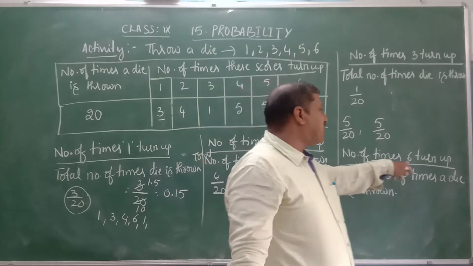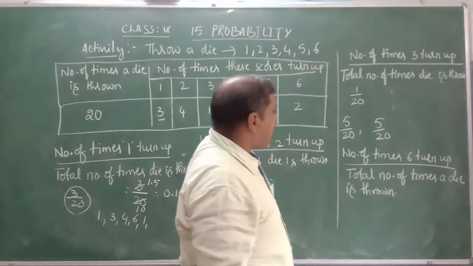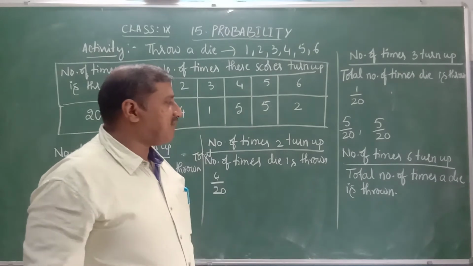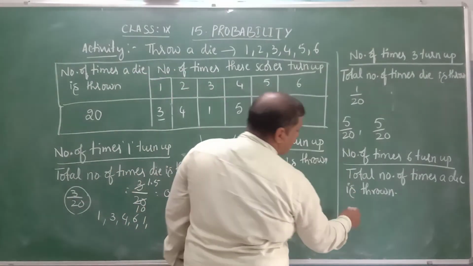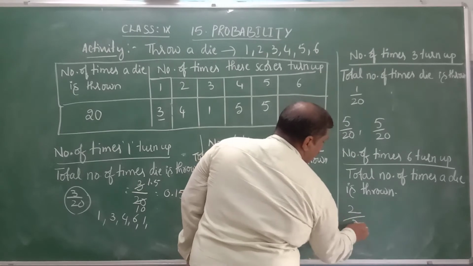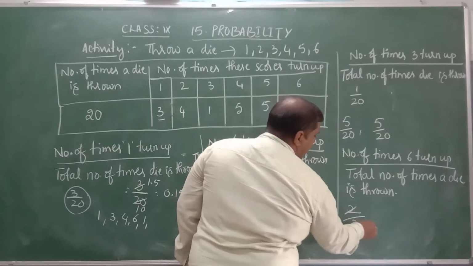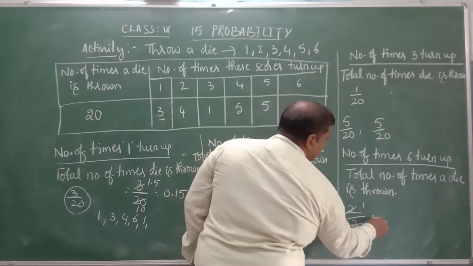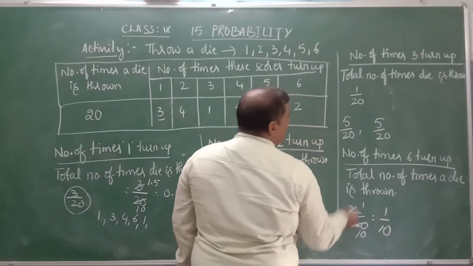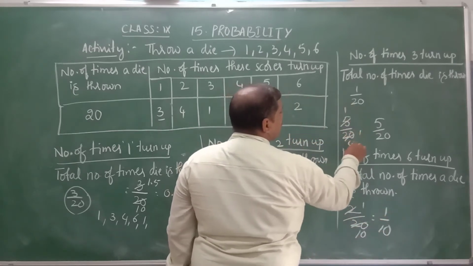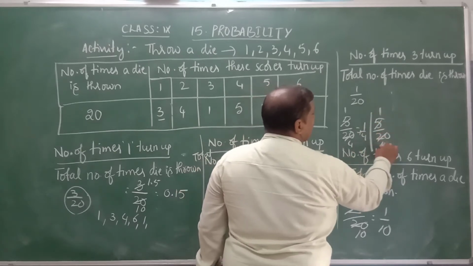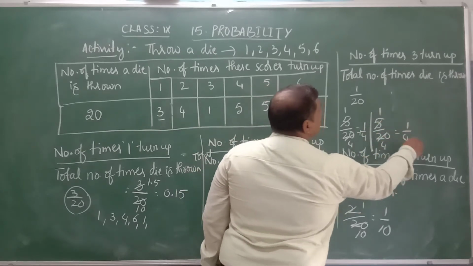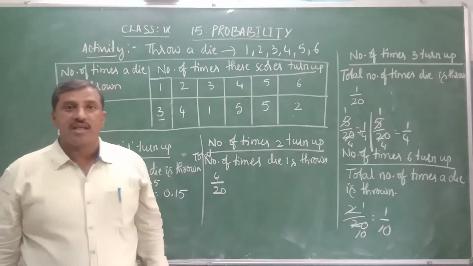Similarly, for the number of times 6 turns up, we got 6 only 2 times, so 2 divided by 20. When we simplify this, 2 ones are 2, 2 tens are 20, so it is 1 by 10. And 5 ones are 5, 5 fours are 20, so it is 1 by 4. This is also 5 ones are 5, 5 fours are 20, so we get 1 by 4 on simplification.